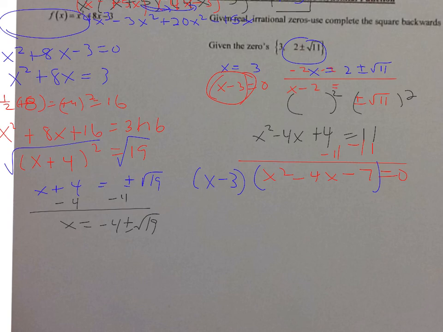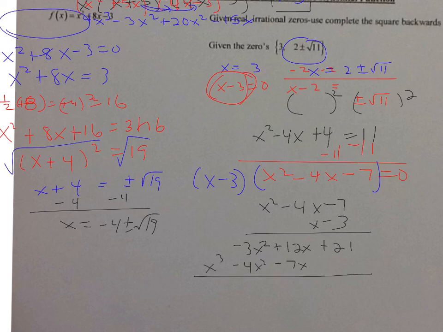All right, so I'm going to just write it as x squared minus 4x minus 7 and x minus 3, and now multiply. So we have positive 21, positive 12x, and negative 3x squared, negative 7x, negative 4x squared, positive x to the third power. Add them down, we get positive 21. Positive 12x minus 7x is positive 5x. Negative 3x squared minus 4x squared is negative 7x squared. And then we have x to the third. And remember, that has to be equal to 0. So don't forget to put the equal 0 at the end. Okay, so it equals 0.